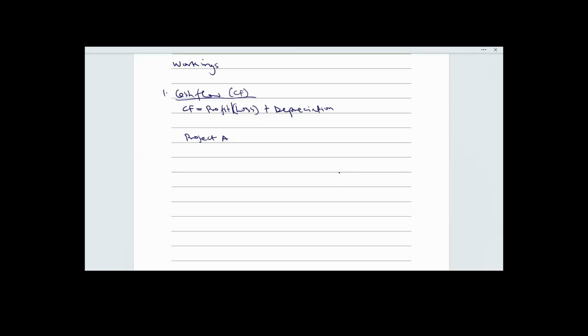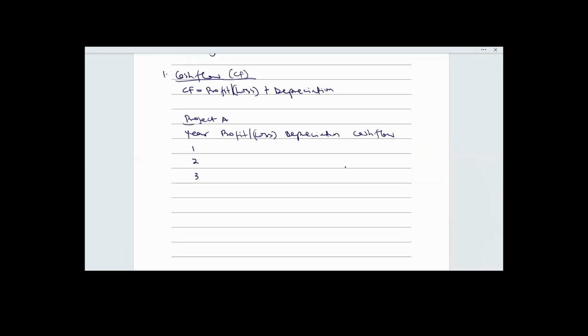In calculating the cash flow, I'll create a column for year. The useful life of the project is 3 years: year 1, year 2, year 3. I'll create a column for profit or loss. I will create a column for annual depreciation. Then I will have a column for cash flow.